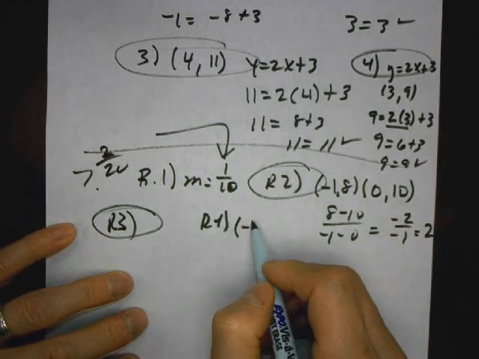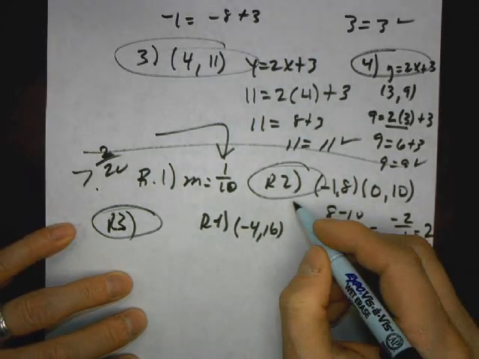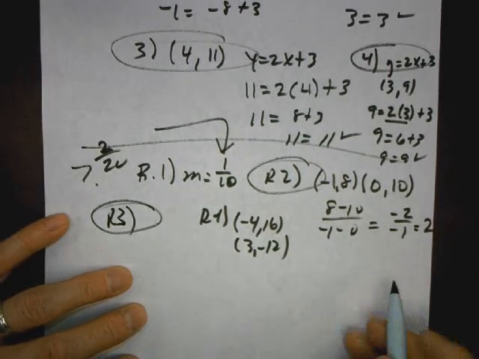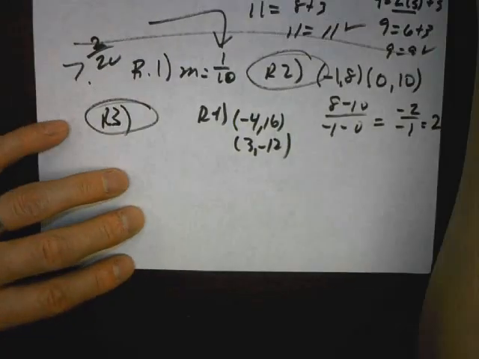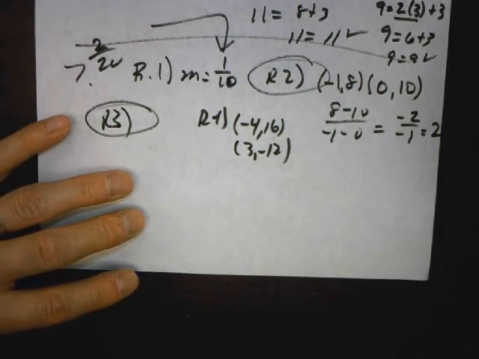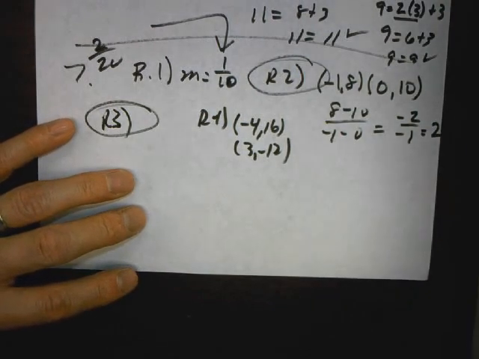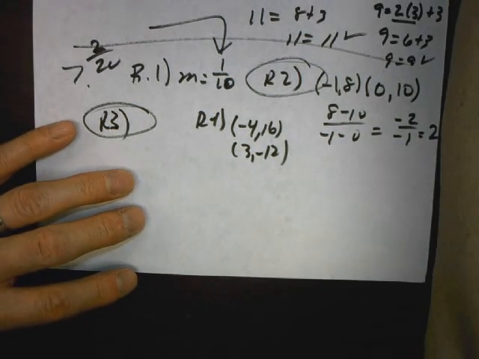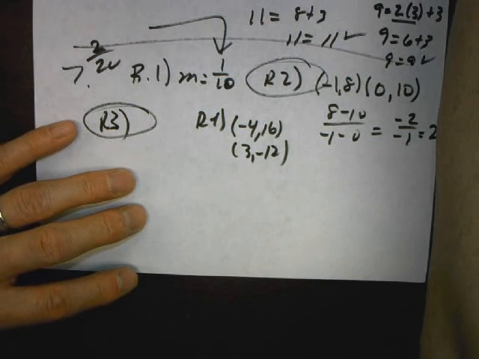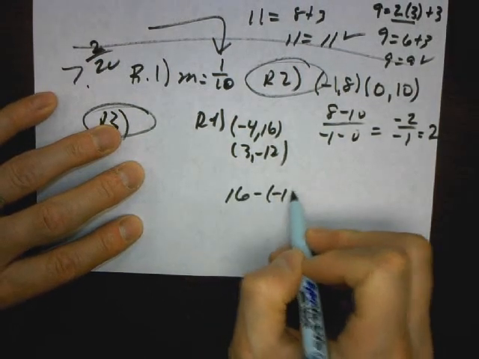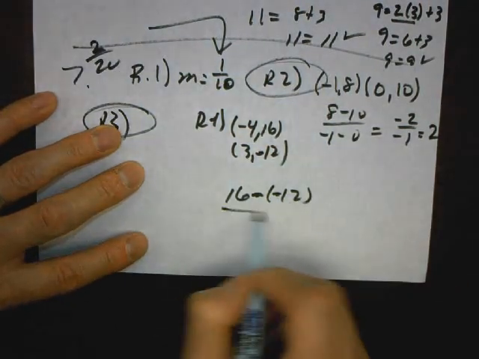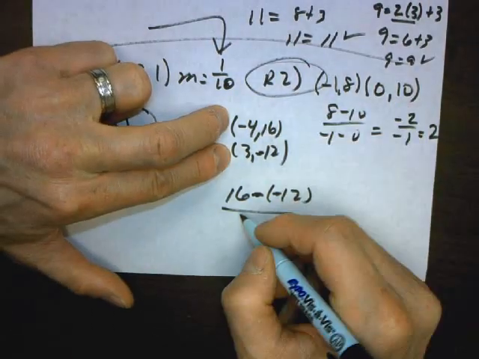And the last one gives us 2 sets of coordinates. -4, 16, and 3, -12. So again, to get my slope, I would do y minus y over x minus x. Okay, so I'm going to take 16, take away -12. Be careful, when you're subtracting a negative, make sure you put the 2 minus signs, okay? That's where people get this wrong. And then do the x's.